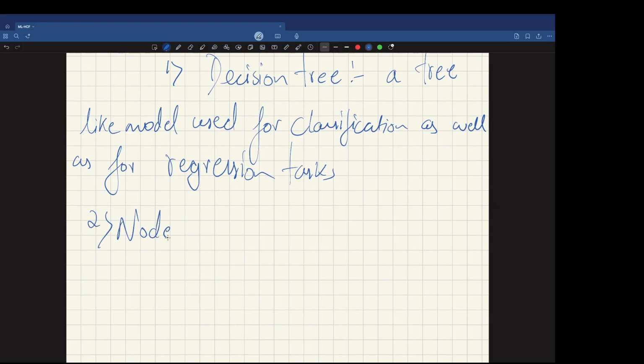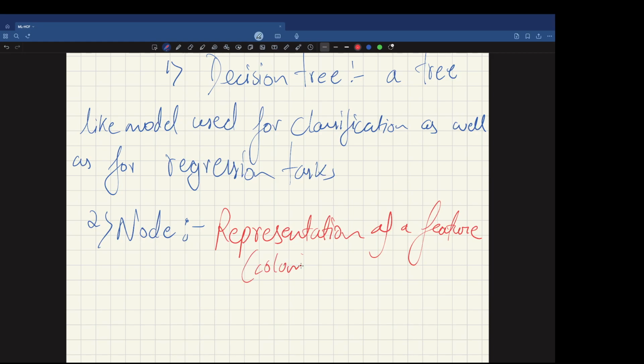What is a node? A node is nothing but a representation of a feature or column or attribute, right?